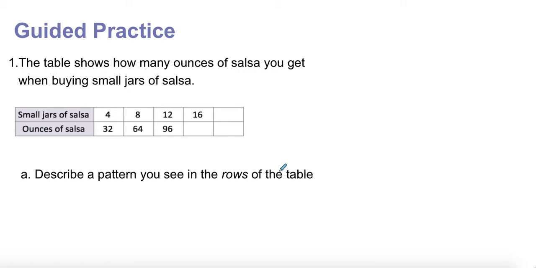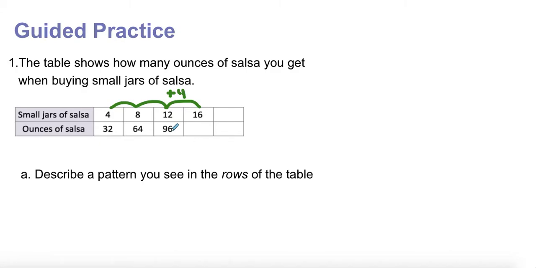Let's try some guided practice. The table shows how many ounces of salsa you get when buying small jars of salsa. Describe a pattern you see in the rows of the table. So let's start with the jars of salsa. We are counting by 4, 8, 12, 16. So here I can describe my pattern as adding by 4s.